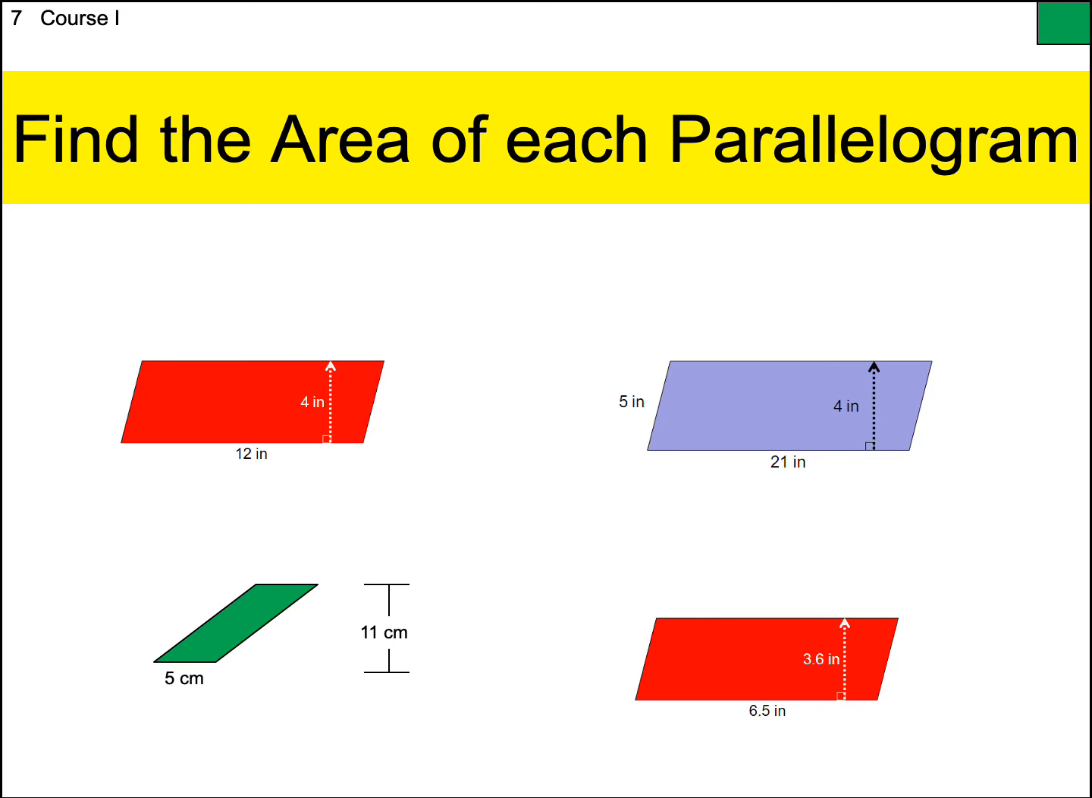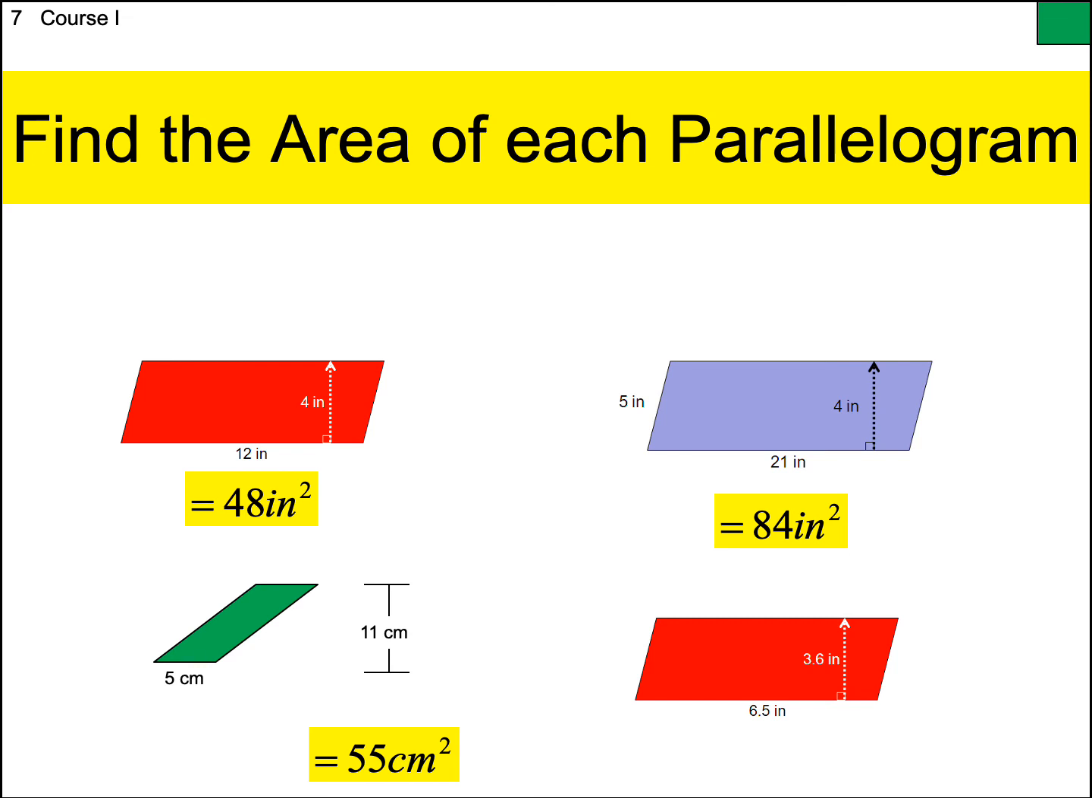First one, upper left, the answer is 48 square inches. 12 times 4, 48. Second one, bottom left, the base is 5, the height is 11. 5 times 11 is 55, so 55 square centimeters. This one, it's got this little extra information, 5. That's not part of the height. The height is the dotted line. It's the 2 numbers that touch the square, 21 and 4. 21 times 4 is 84. It's measured in inches, so 84 square inches.